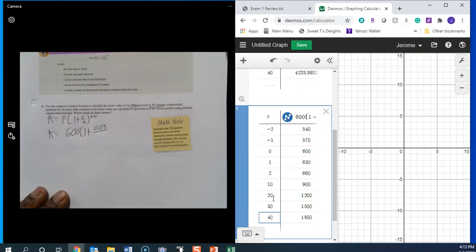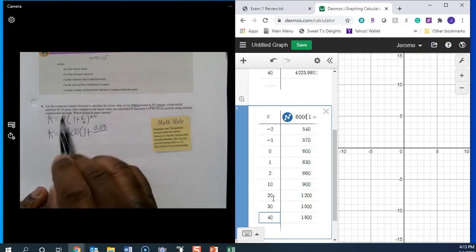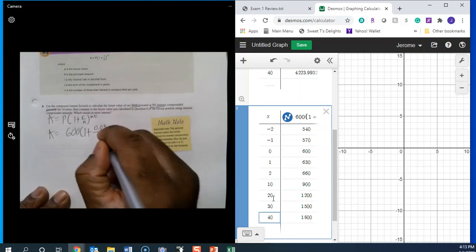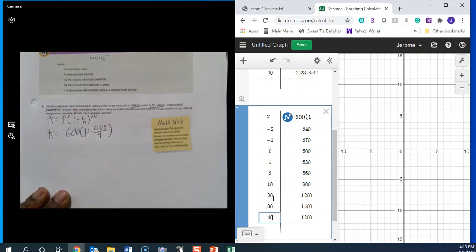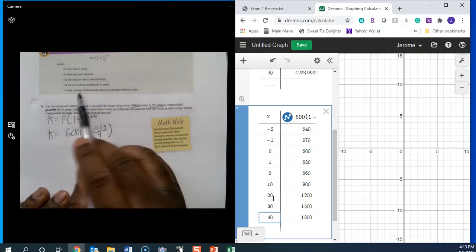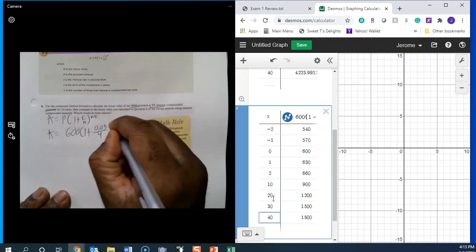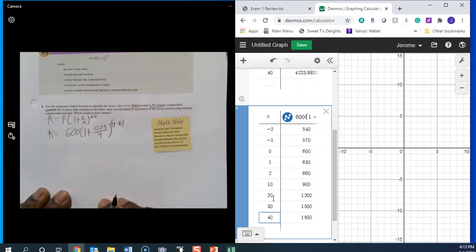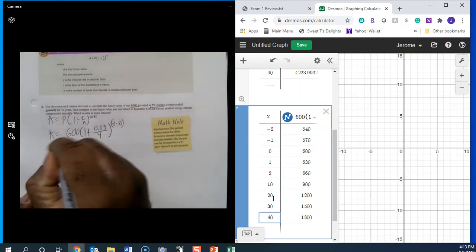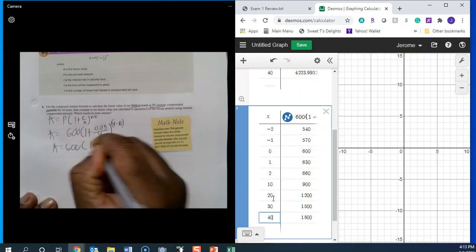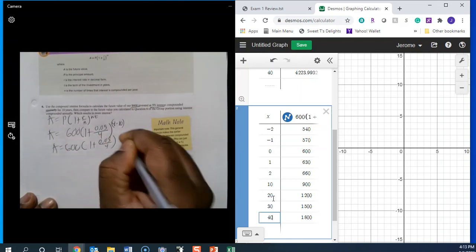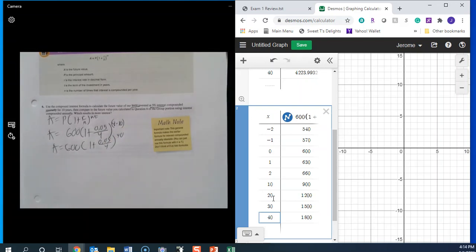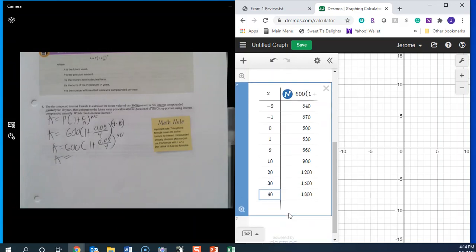And then we look at how many times the interest is compounded. Okay, it says quarterly. So that means it's compounded 4 times a year. And then our N value is the number of times the interest is compounded per year. That'll be 4. And then our T value is the number of years, which would be 10. So this would be A is equal to 600 times 1 plus 0.05 over 4 to the 40th power. Now our future value, we can put this right in this calculator.